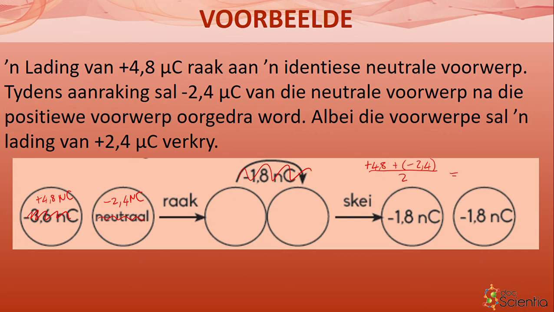And then you get an answer of positive 1,2, and you just keep your unit the same as it was in the beginning. So this one will have positive 1,2 and positive 1,2.